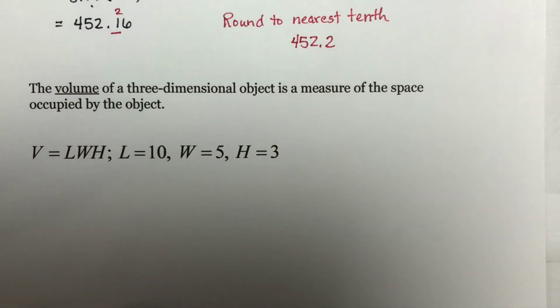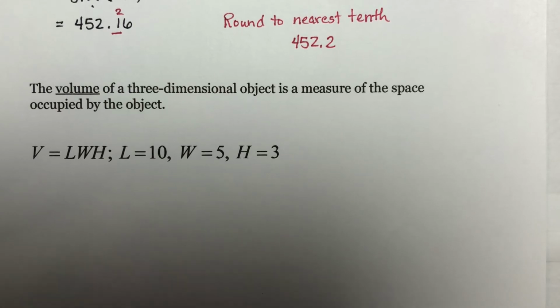Okay, so now let's talk about volume. The volume is a measurement of a three-dimensional object. It's a measure of the space occupied by the object. A reason you might want to know the volume of something is if you're buying a freezer. If you read the sticker on a freezer at a hardware store, it always tells you the volume of the inside. So you have an idea of how much space you're going to have actually inside the freezer.